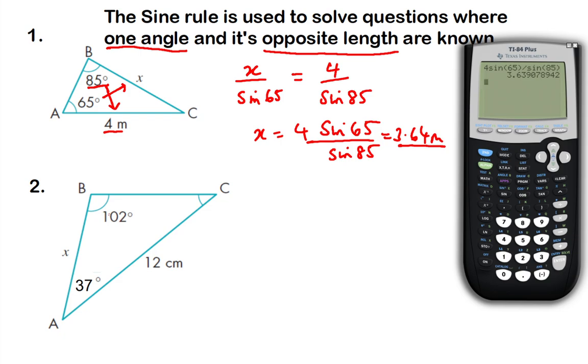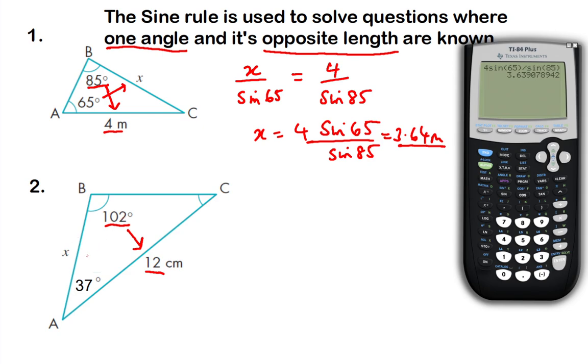Okay, now let's look at this next question, because it's slightly different, but it's the same principle. Now we need to check whether we can use a sine rule. Have we got one angle, which we know, and an opposite length, which we know? Well, yes, because we know this one, and we know the opposite length to that, which is 12. So we can use the sine rule. Now, we're trying to find this length x.